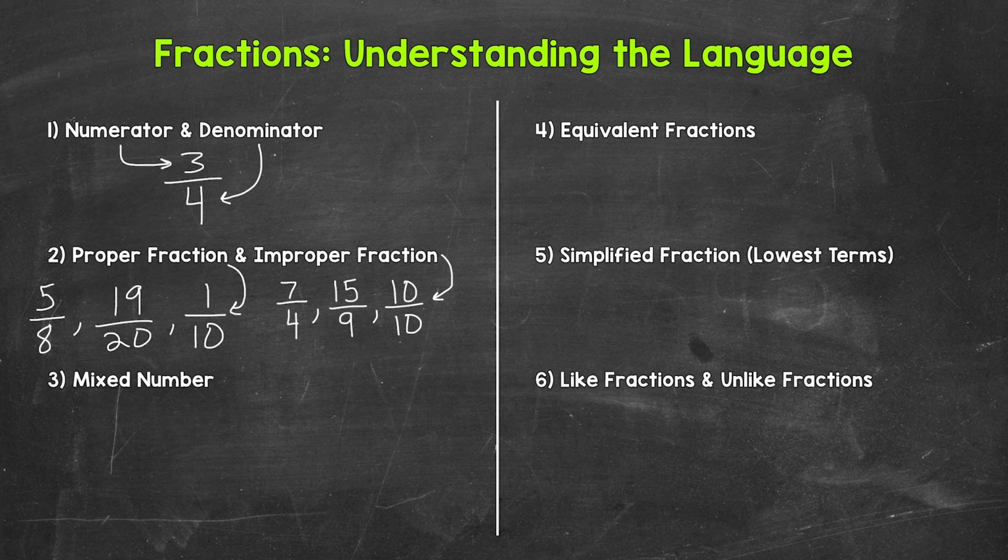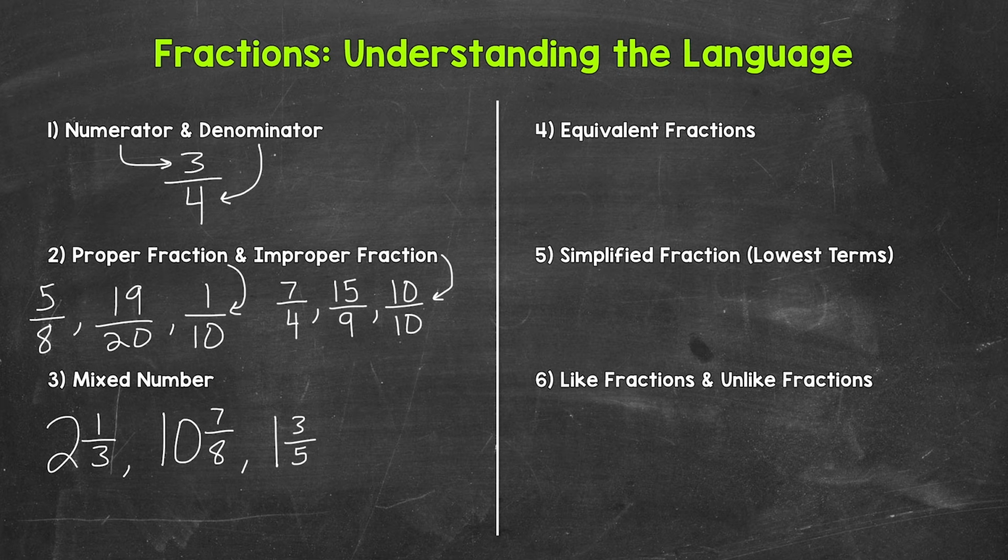Next, for number three, we have mixed number. A mixed number has a whole number and a fraction. For example, 2 and 1/3, 10 and 7/8, and 1 and 3/5. So those are all examples of mixed numbers. Again, they are made up of a whole number and a fraction.